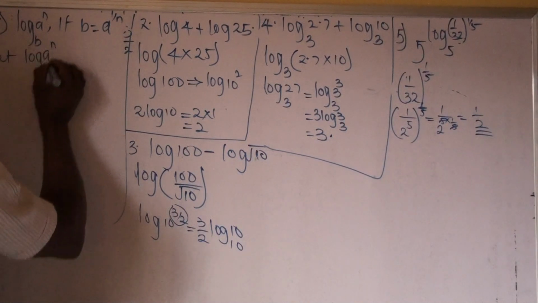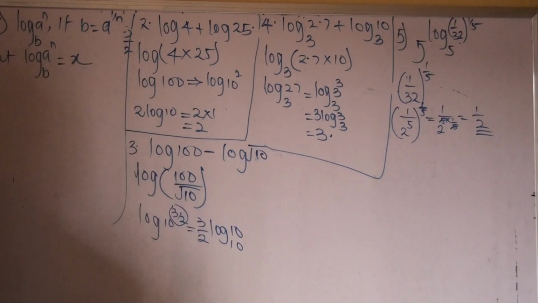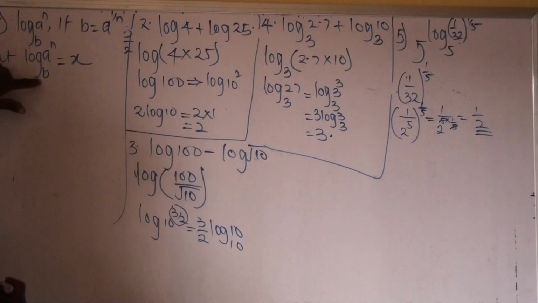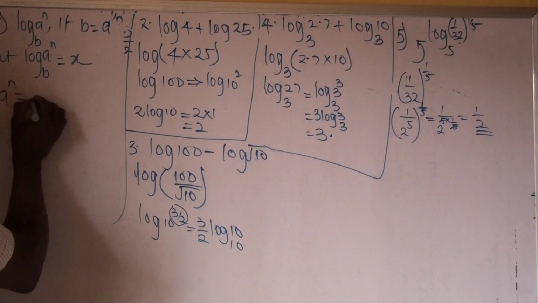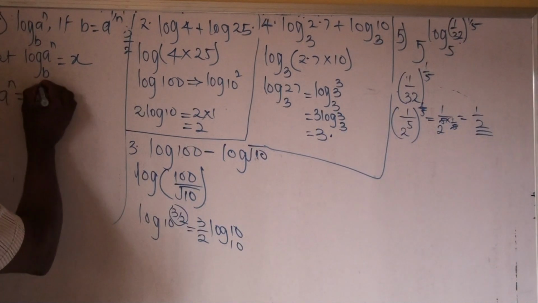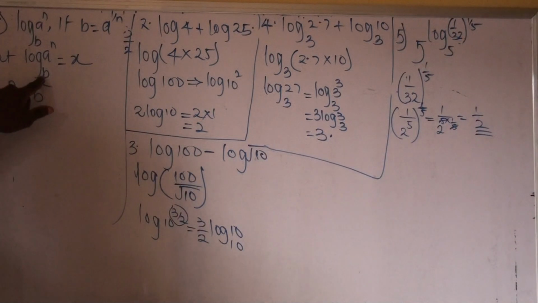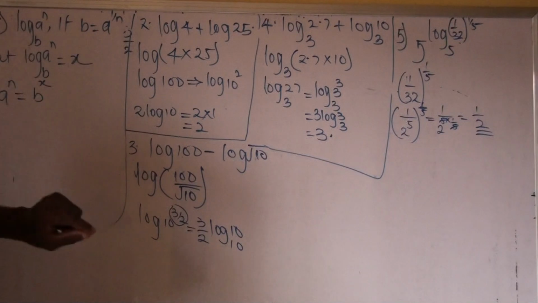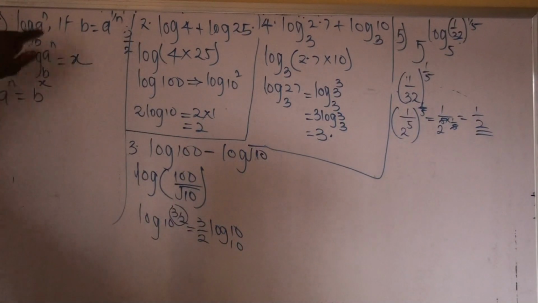be something else. Okay, we assume it is x. And from the definition of logarithm, a raised to the power n will become b raised to the power x. So we are saying how many times are we going to raise this base so that it will give us a raised to the power n. Since we say let x be equal to log a raised to the power n to base b.